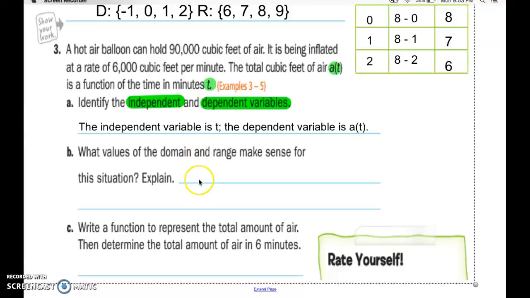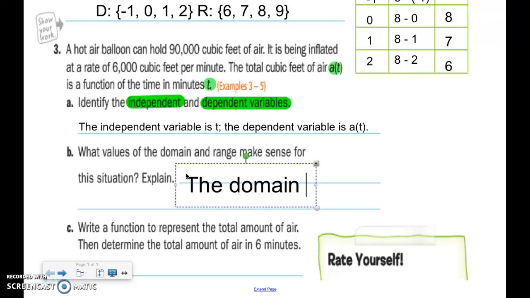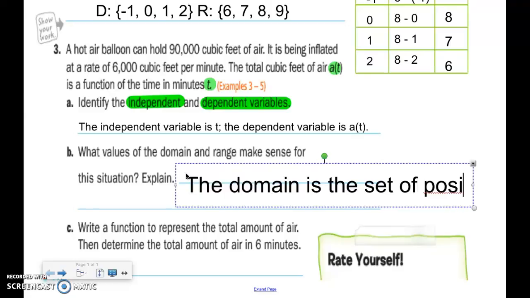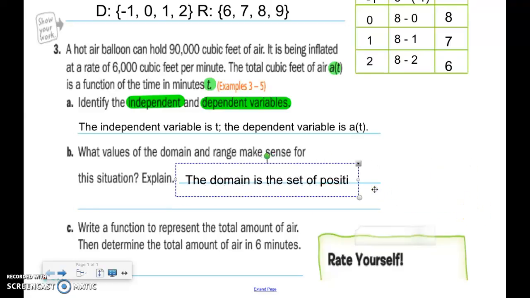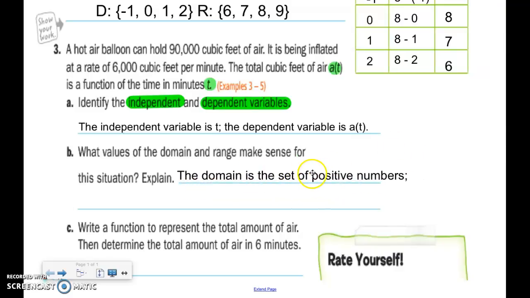So for the domain, the input is going to be any positive value. The domain is the set of positive numbers. Any numbers. I mean, you could put rational in there. Technically, you could put irrational in there also. So the domain is a set of positive numbers. Now, that being said, it literally could be anything as long as it's positive.